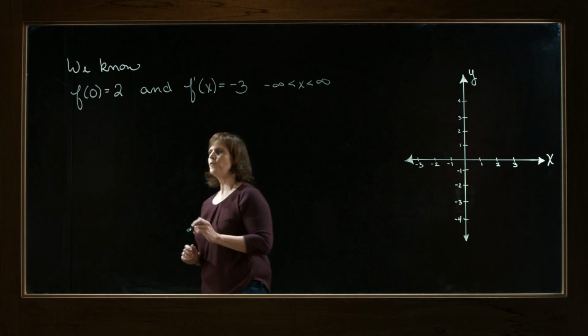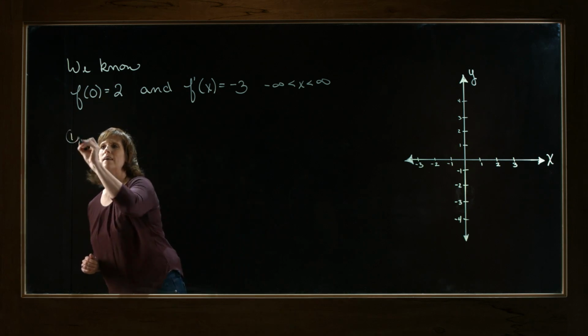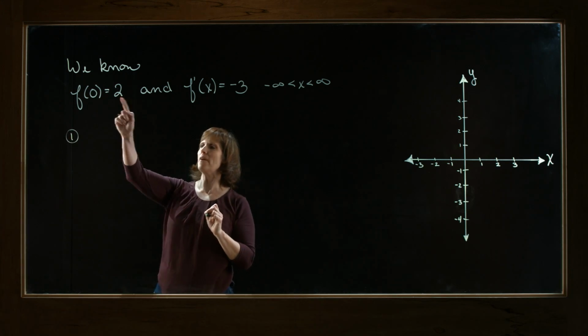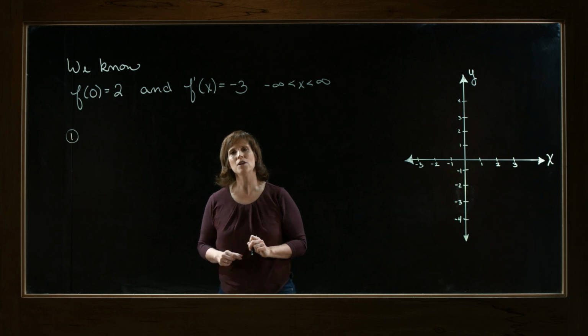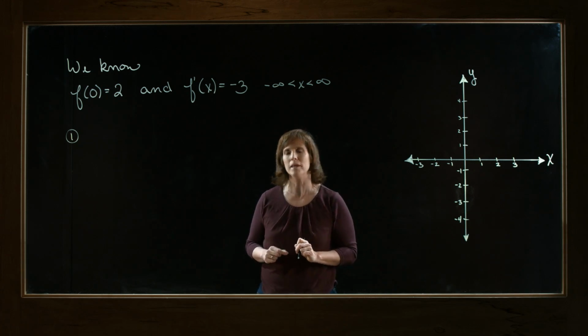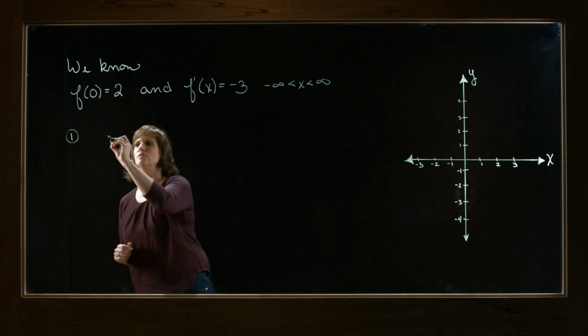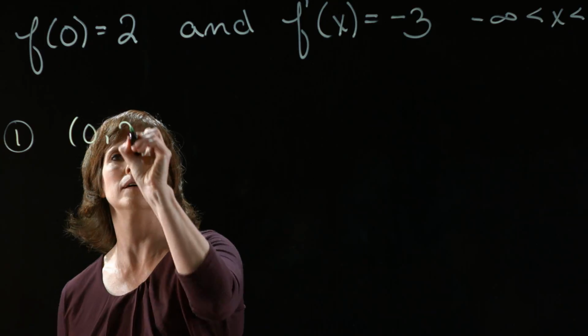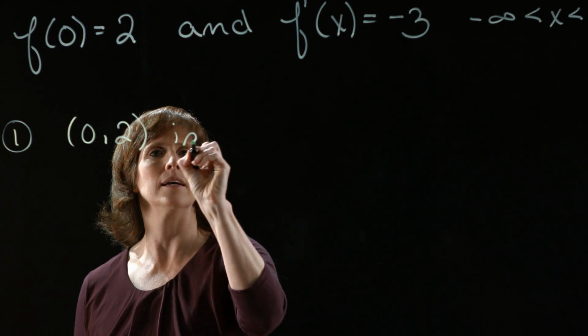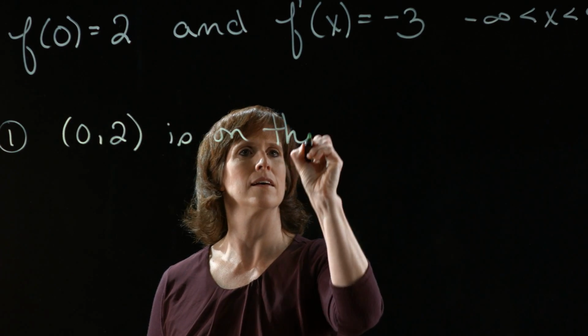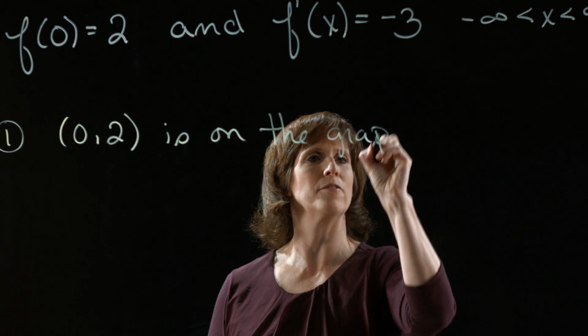Well, the first thing we can gather is that because f of 0 equals 2, I know that the point (0, 2) will be on my graph. So (0, 2) is on the graph of my function.